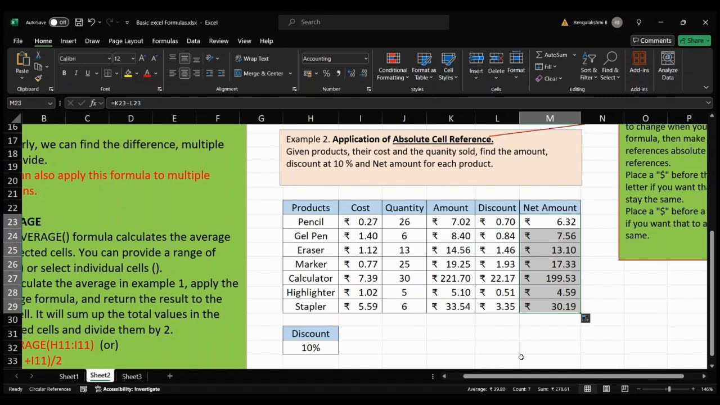So here we have understood the four basic arithmetic operations: sum, difference, product, and division. And also we have understood how to calculate average and absolute cell reference.